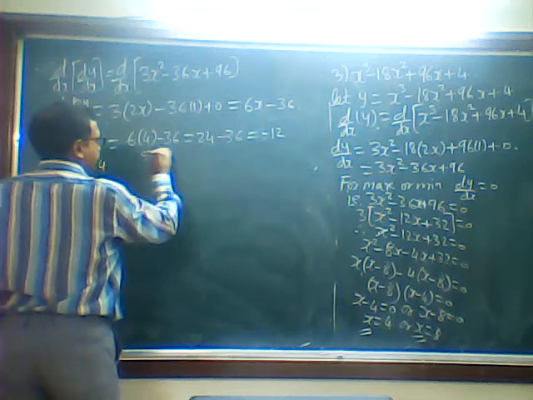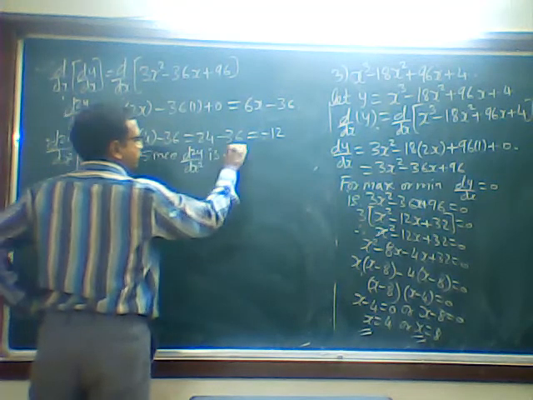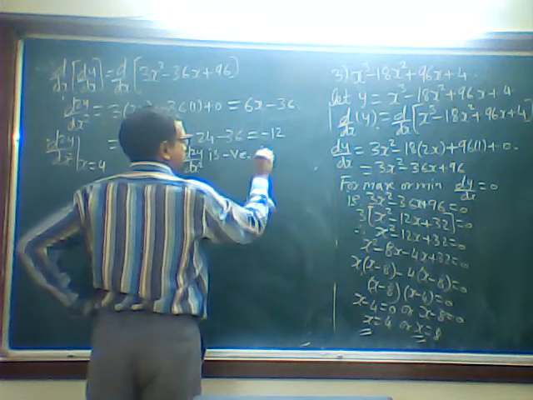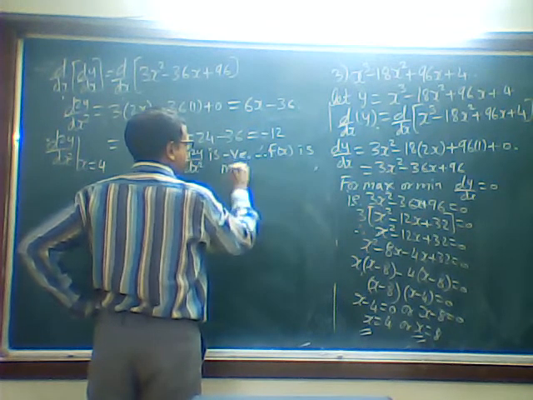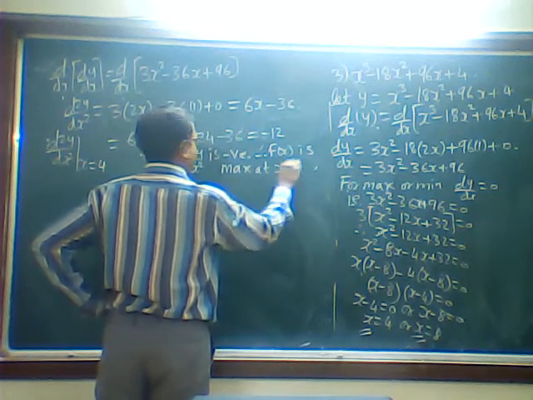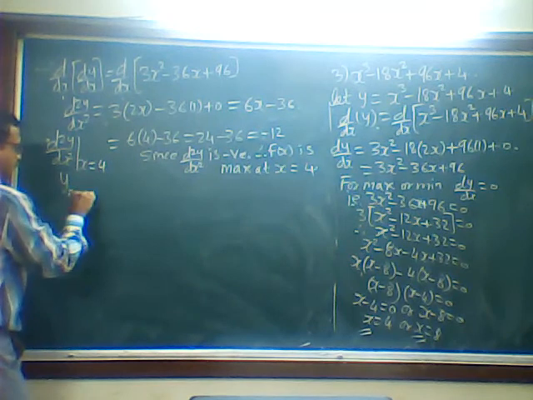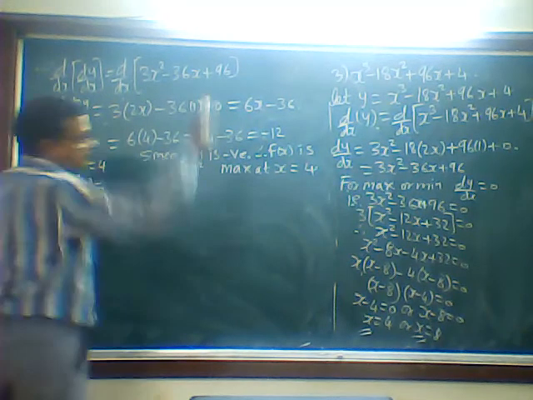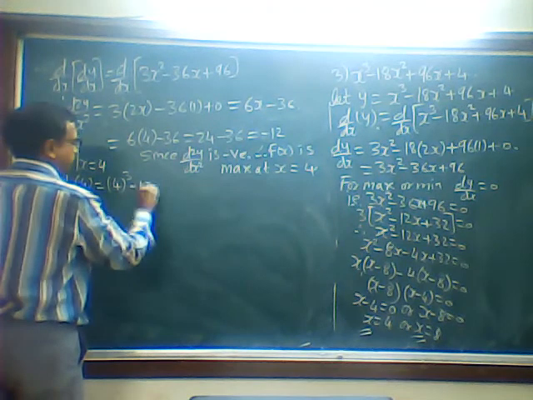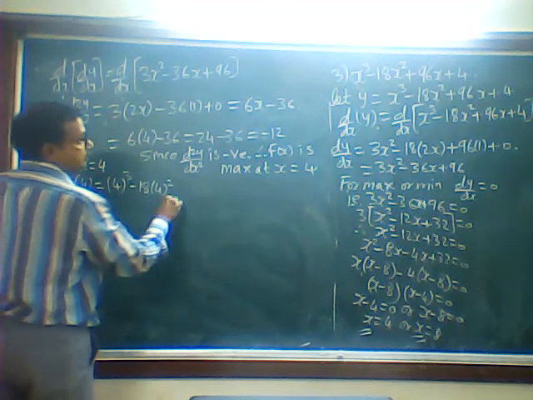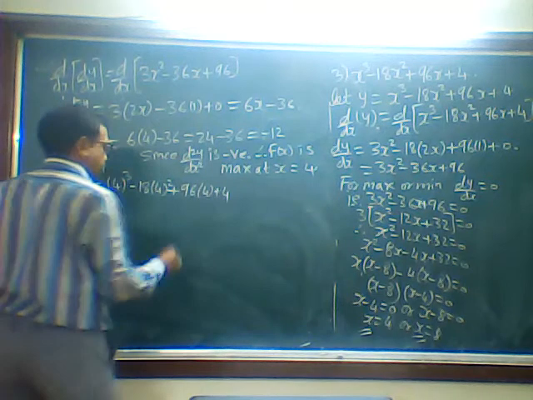So since d square y by dx square is negative, okay, therefore f of x is maximum at x is equal to 4. What is that maximum value? Y max of 4. Put it in the given equation. 4 cube minus 18 into 4 square plus 96 into 4 plus 4. So how much will get?